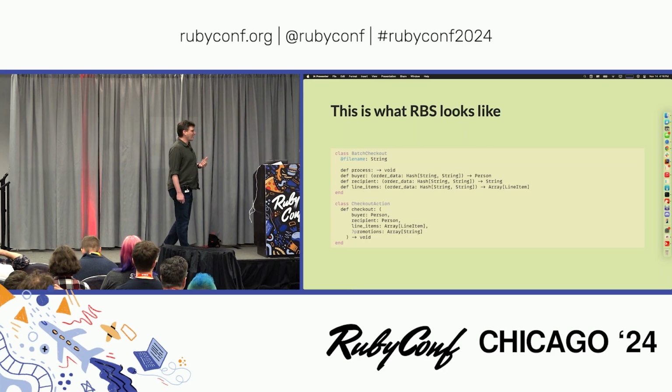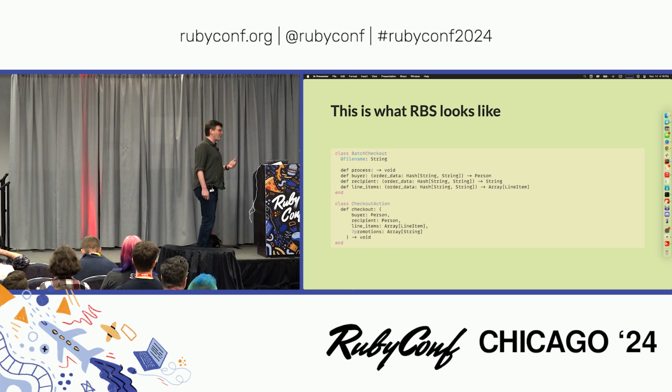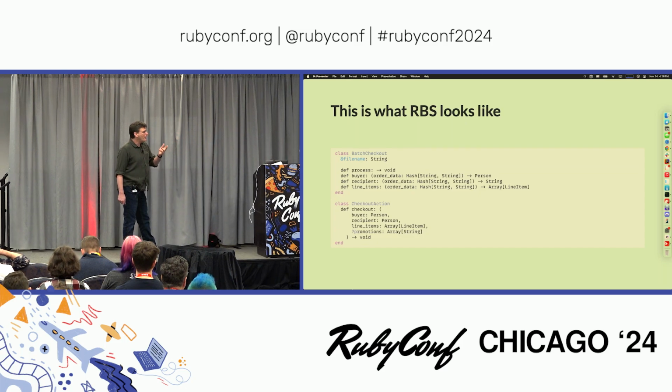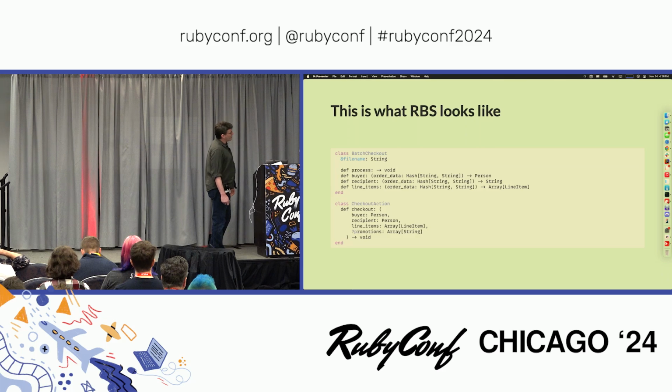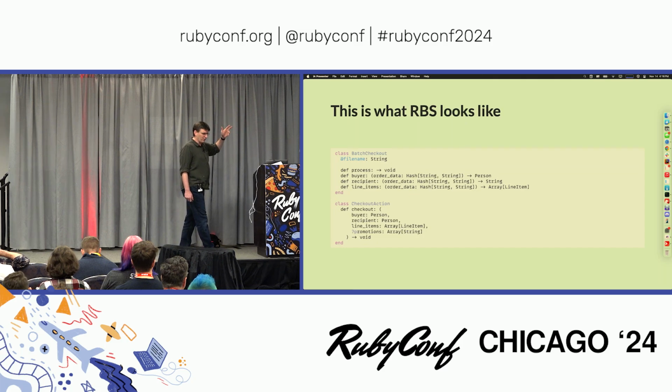So you read this to say: I have a batch checkout class that has an attribute that's a file name that's going to be a string. I have a process method that takes no arguments and returns void, which means don't use the return value. It has a buyer class that takes in order data, which is a hash of string to string, and returns a person. It has a recipient method that takes in order data and returns a string. Again, you see the lack of parallelism here.